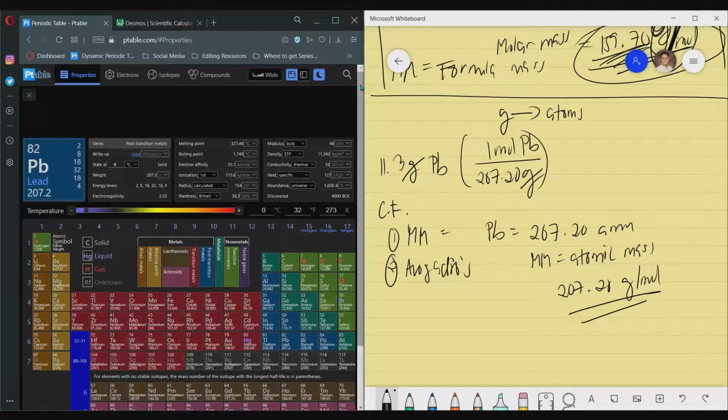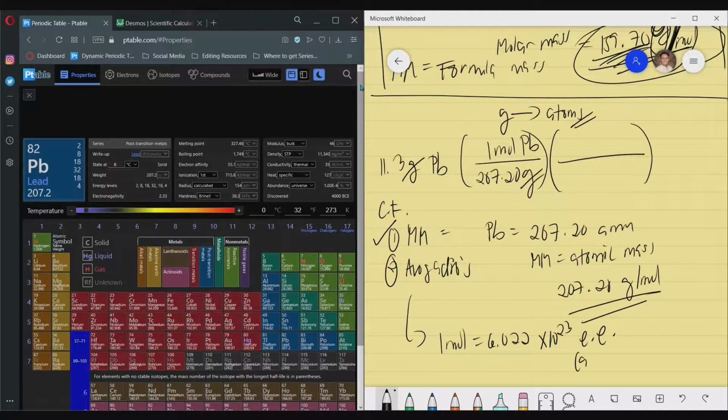Is this the final answer? Not yet, because what we need is the unit atoms. So the second conversion factor shall be used, Avogadro's. Remember, Avogadro's conversion factor is 1 mole is equal to 6.022 times 10 raised to 23 elementary entities such as atoms. So I use 1 mole here at the denominator to cancel the unit mole, and 6.022 times 10 raised to 23 atoms here at the numerator. At this point, I have the desired unit, atoms.